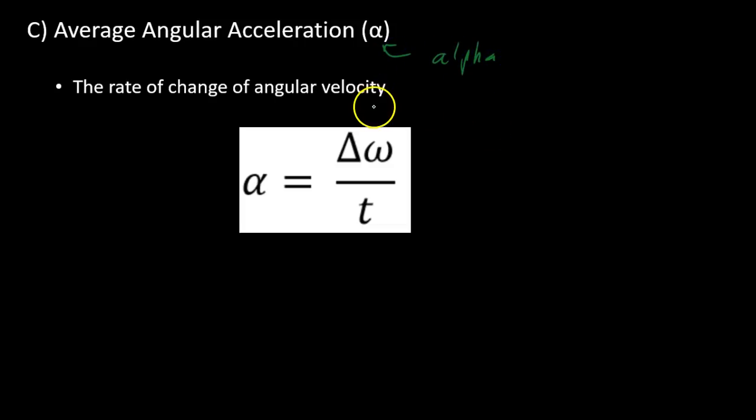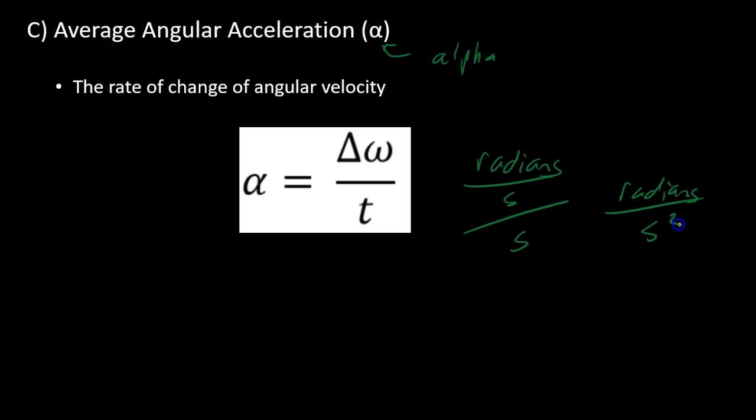So average angular acceleration is the lowercase Greek letter alpha. Greek letters are used for a lot of rotational symbols. It's the rate of change in angular velocity, so it's just delta omega over t. What are the units? Radians per second squared, often just rads per second squared. Again, not really using trig, so no need to change the settings on your calculator.